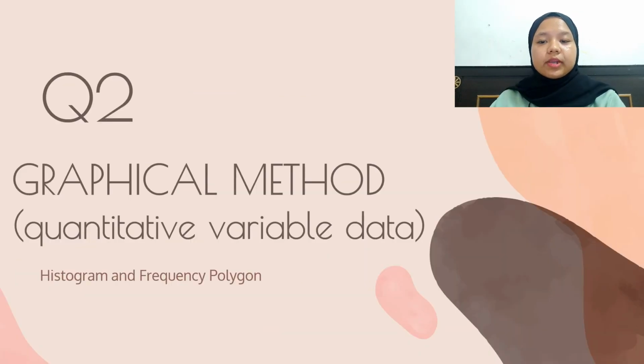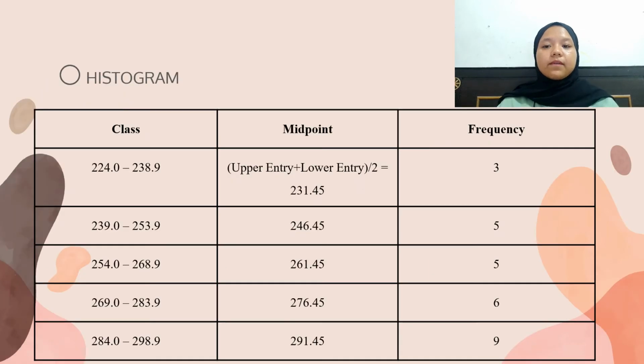Okay, so for the next part, where we will explain question 2, the question asks us to put the data that we have constructed into a table into a graphical method. As our data was a quantitative variable data, we will be using the histogram and the frequency polygon graph. Firstly, for the histogram graph, before we do the graph, we need to make a table first.